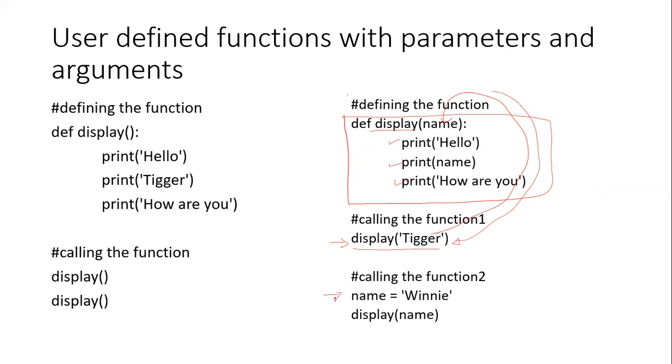In the next statement, Winnie is assigned to the variable name. I then call the function again with name, and name has the value Winnie. So Winnie is sent up to name. So name has the value Winnie, and it's going to print hello, Winnie, how are you? And then it's going to come back here, and there's no other statements to execute. So this is how we would use the functions.